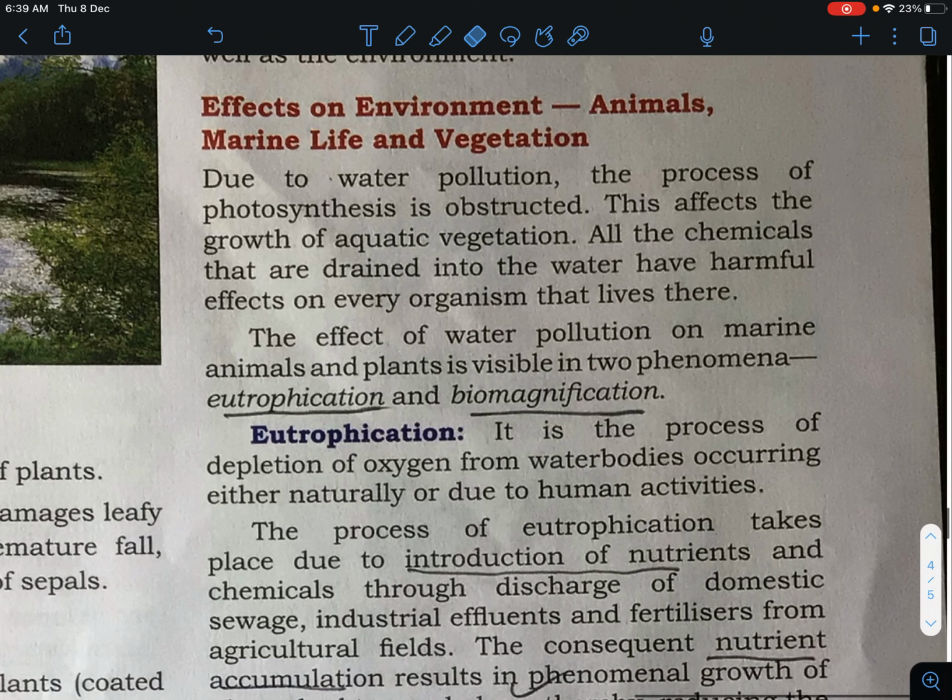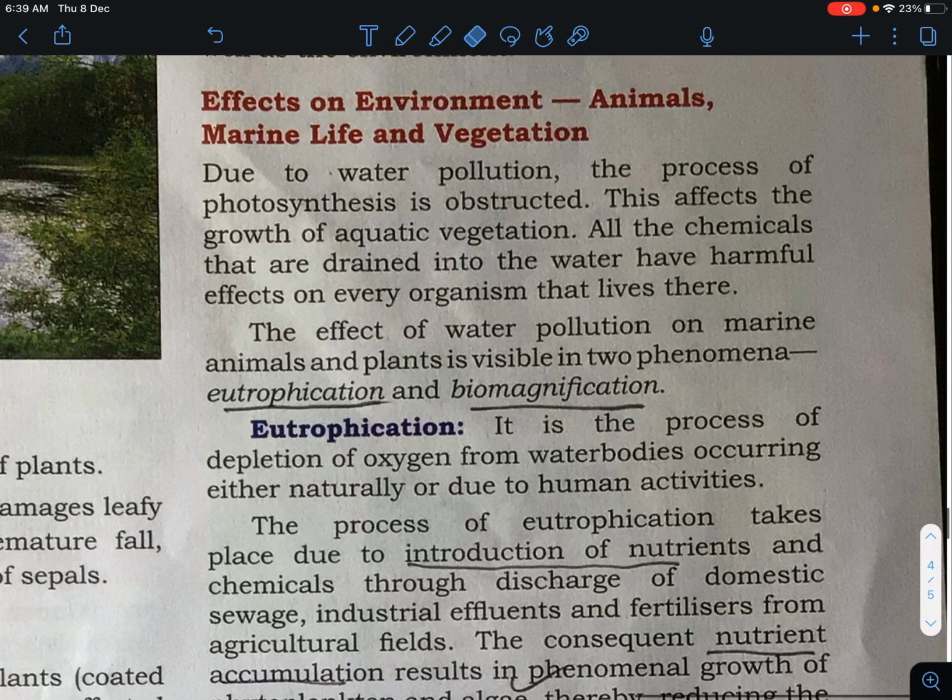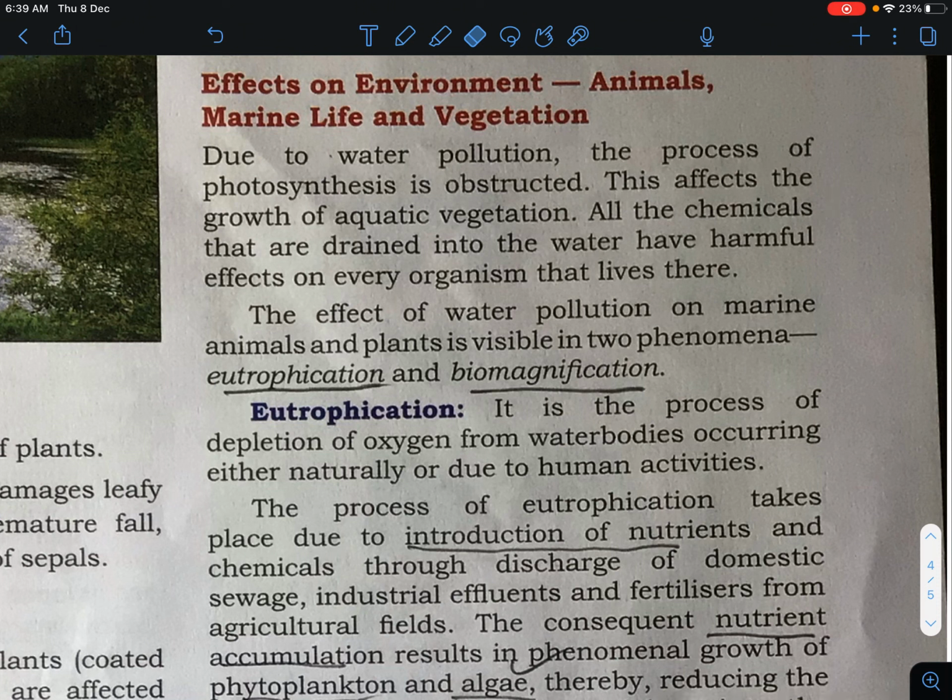Due to water pollution, the process of photosynthesis is obstructed, meaning there is some disturbance in photosynthesis, and this affects the growth of aquatic vegetation. All the chemicals that are drained into the water have a harmful effect on every organism that lives there. It is very important to remember that all the chemicals drained into the water have a harmful effect on every organism that lives there.